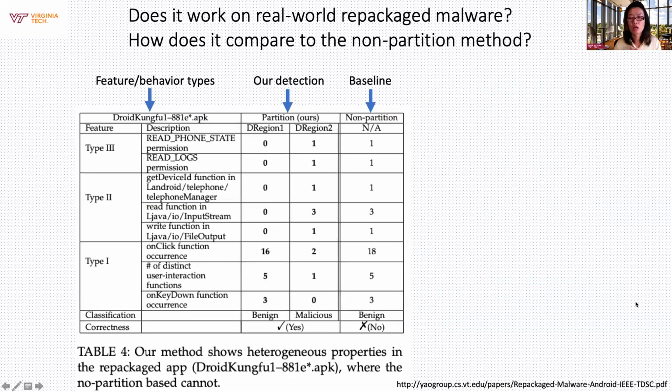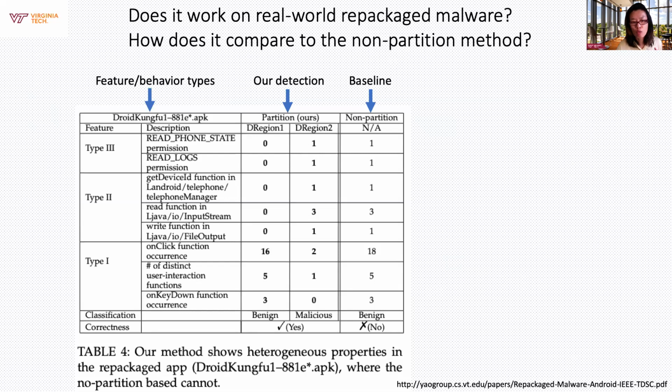And so here is a concrete example. We look at this family of malware called Droid Kung Fu, a lot of which are repackaged. And then we have different features. We see, okay, how frequently they use certain permissions, sensitive permissions, high privilege permissions. In this particular app, we partition into two regions, and we find that they just behave very differently.